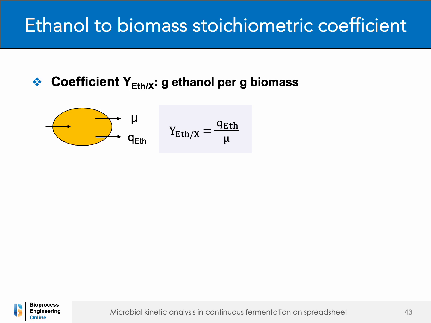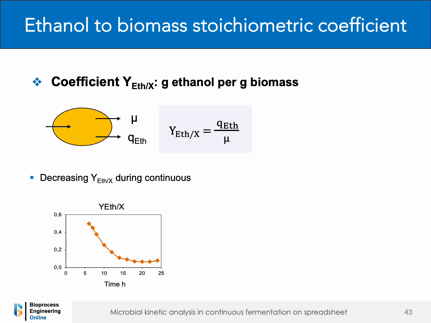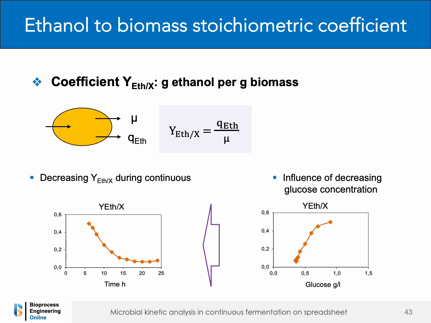This coefficient is calculated as the ratio between the specific ethanol production rate, Q_F, and the specific growth rate, mu. Y_F/X equals Q_F over mu. It is observed that Y_F/X decreases progressively during the continuous fermentation, from approximately 1.5 to nearly zero. This decline in Y_F/X correlates with the reduction in glucose concentration observed during continuous operation. Under glucose-limited conditions, yeast metabolism shifts toward growth rather than fermentation, leading to a lower ethanol to biomass stoichiometric yield.